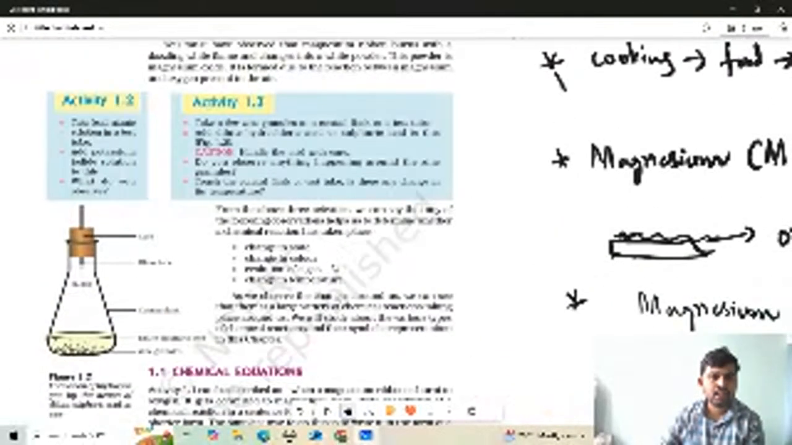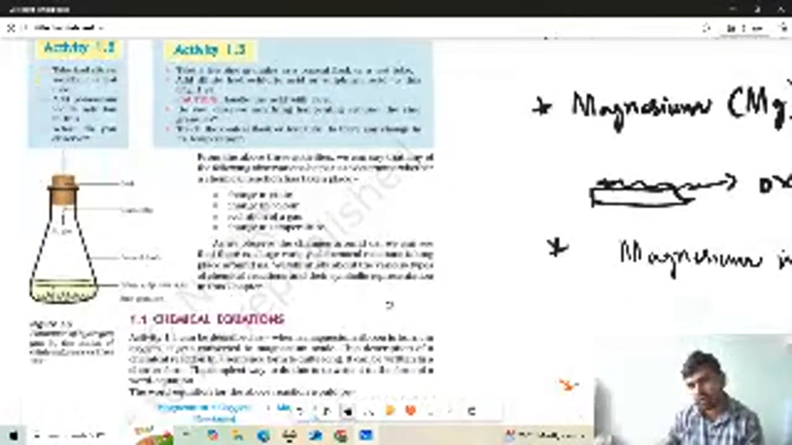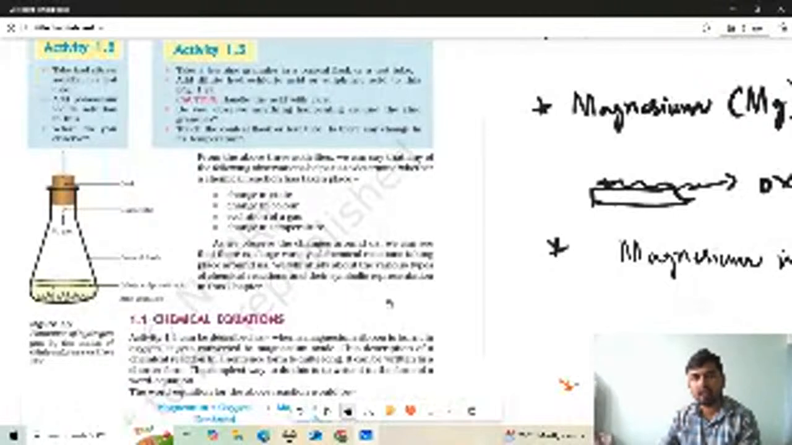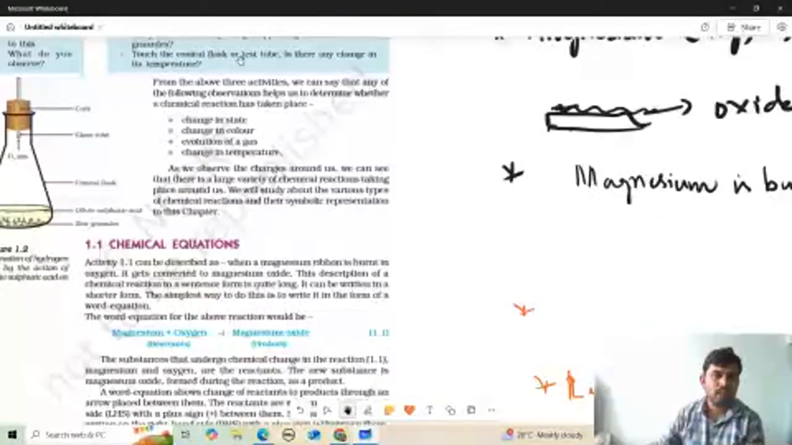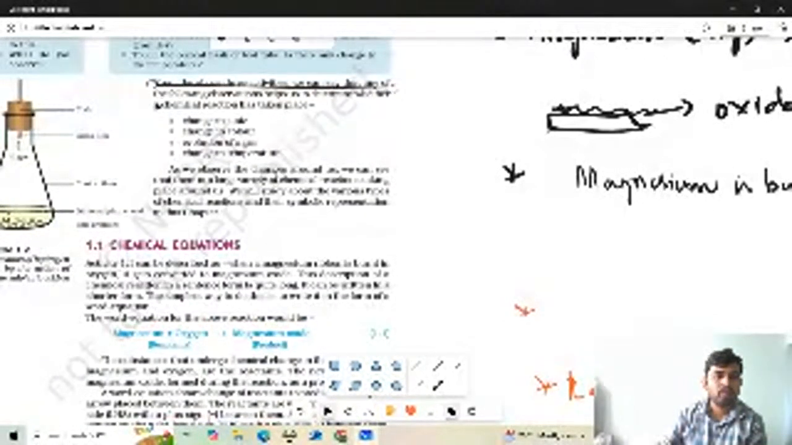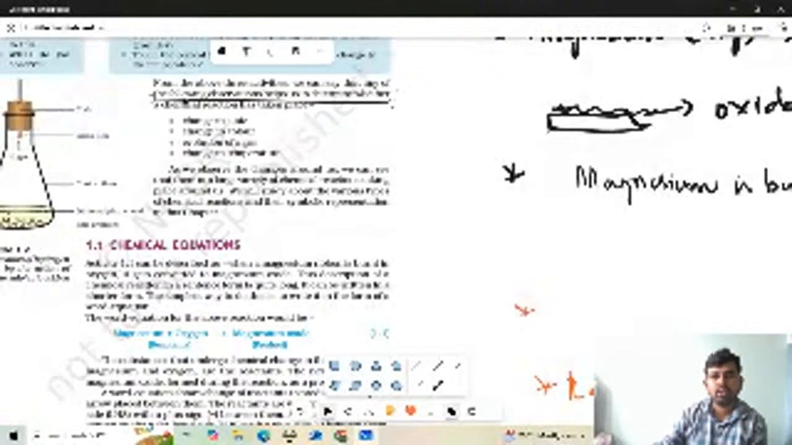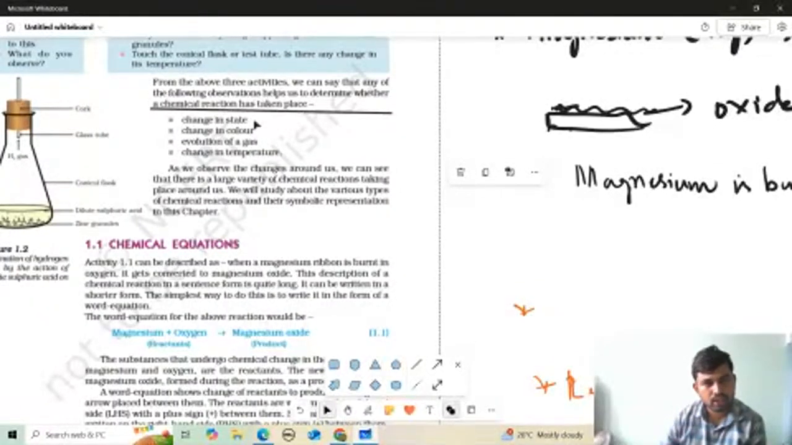So by understanding all these things, we can say that this is a chemical change. From these reactions, we can use the following observations to determine whether chemical changes are taking place: a change in state or change in color, evolution of gas, and change in temperature.